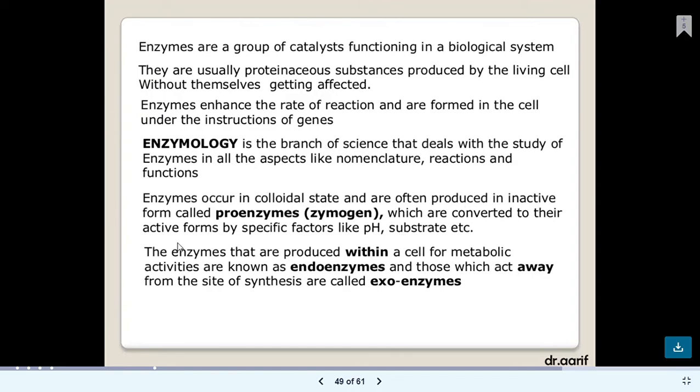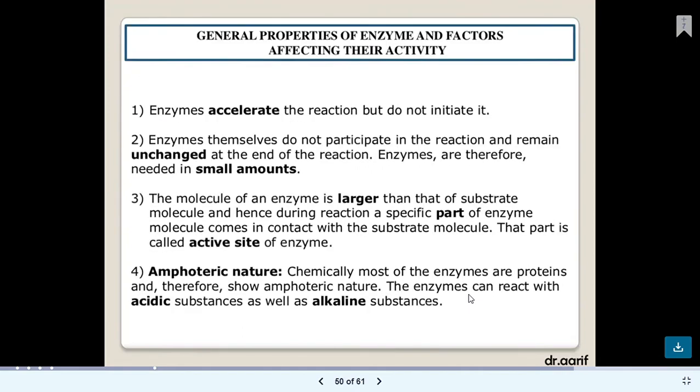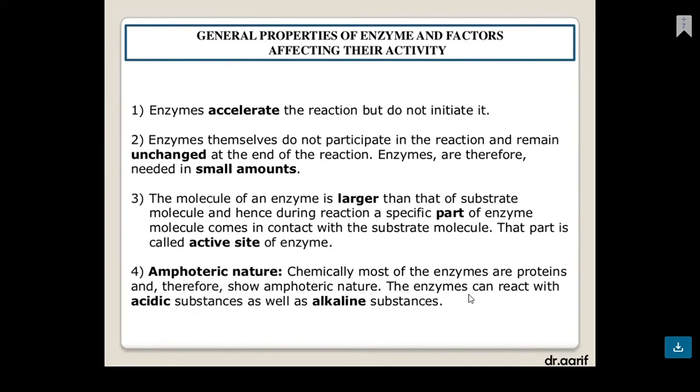So you have proenzymes, that is zymogen. Most enzymes occur in inactive forms, and they can only be activated by specific factors like pH, substrate, etc. Within the cell they are called endoenzymes, and away from the cell you call them exoenzymes. So those are the two categories of enzymes.